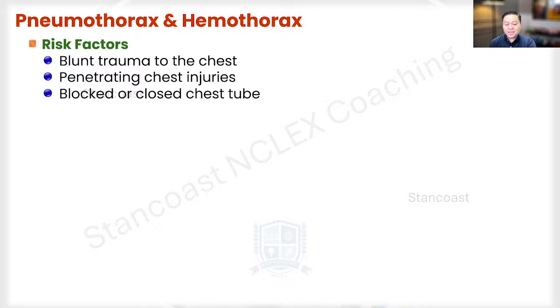So guys, even when your patient has, let's say, a chest tube for some other reason, maybe to drain some accumulation of pus, with the presence of the chest tube itself, even though it's used for treatment, it can become blocked or closed off, and this will allow the air to accumulate, leading to a pneumothorax. So that's why you really need to pay attention to those patients with a chest tube.